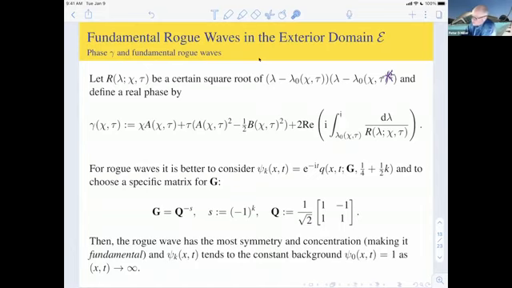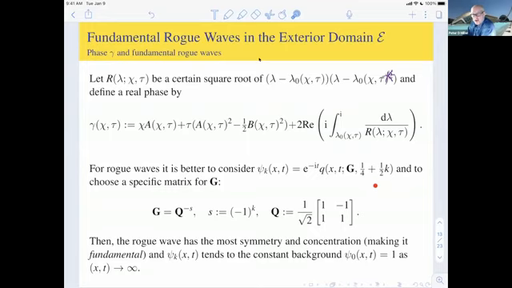So for rogue waves, it turns out, since we're wanting to get something that goes to a constant background, it's better to peel off this exponential factor. So we think of psi k as the q times e to the minus it, and we're quantizing the m parameter appropriately for rogue waves here, okay?